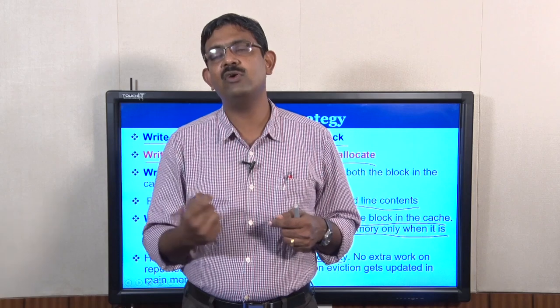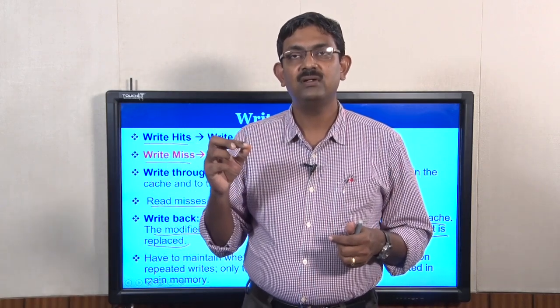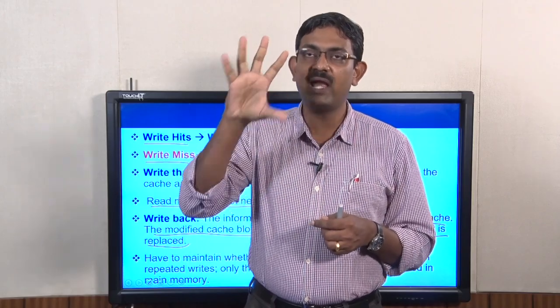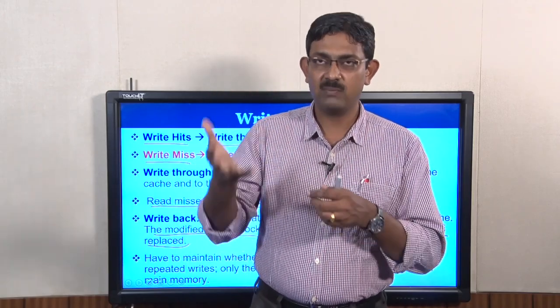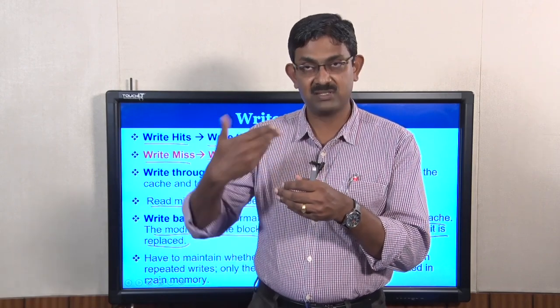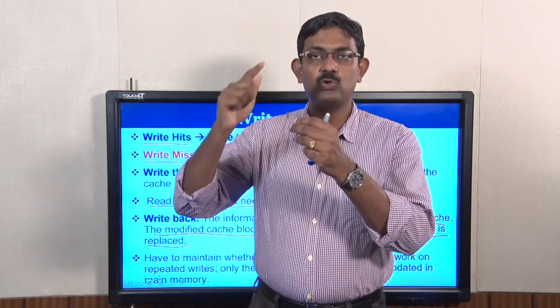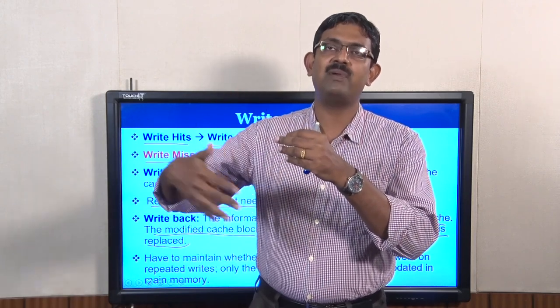So, think of a case where you are going to increment the value of a equal to a plus 1 inside a loop. In the case of a write through cache, when the value of a, which was initially 10, becomes 11, main memory is updated. It becomes 12, main memory is updated. It becomes 13, main memory is updated. But if it is a write back cache, from 11 to 12 to 13 to 14, all updates happen only in the cache.